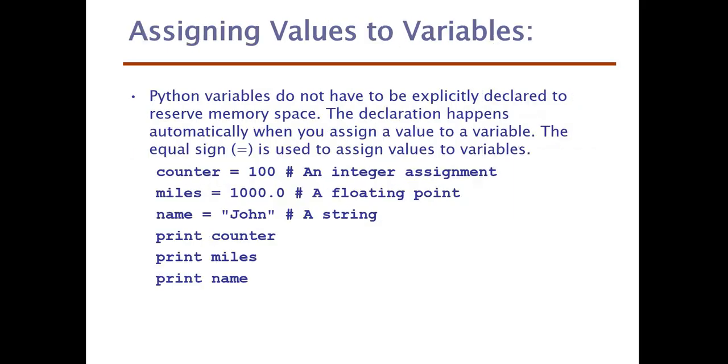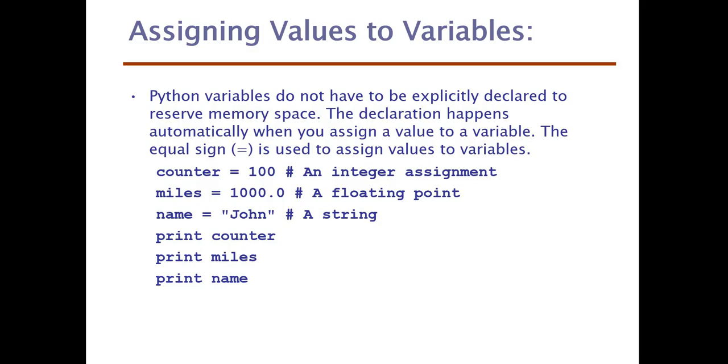If we are talking about assigning a value to a variable, if we are allocating a particular space to a variable, then we have to understand the basic concept of a variable in terms of assigning values. So Python variables do not have to be explicitly declared to reserve a memory space. The declaration happens automatically when we assign a value to a variable. The equal sign is used in the programming environment to assign a value to a variable.